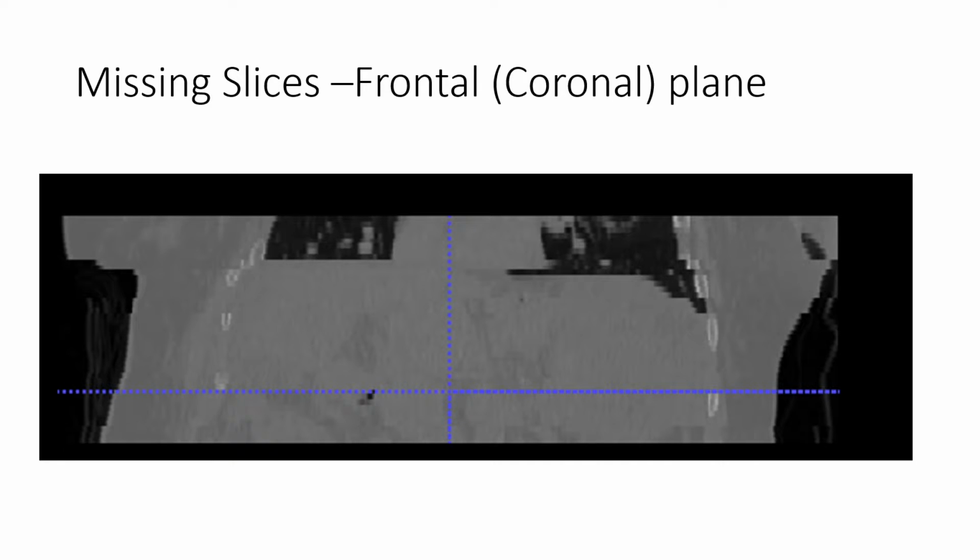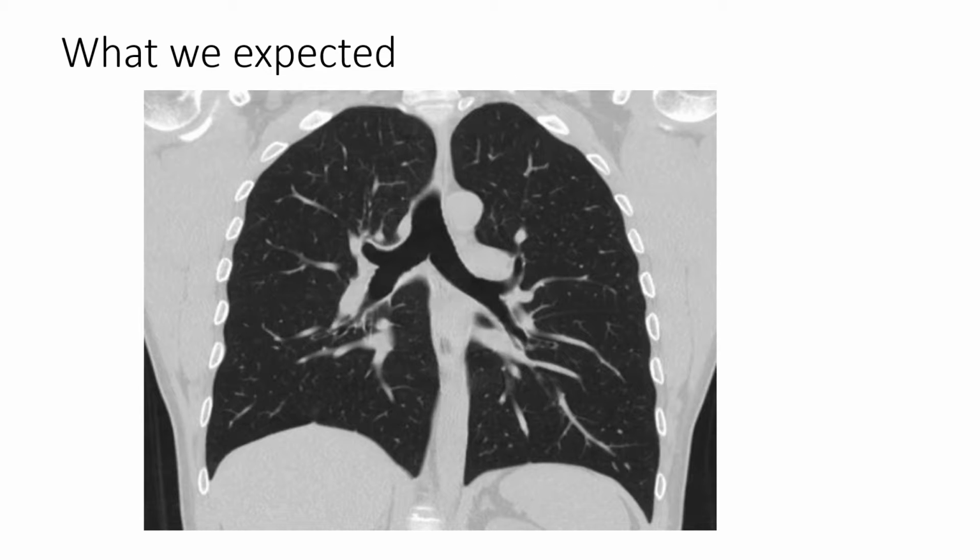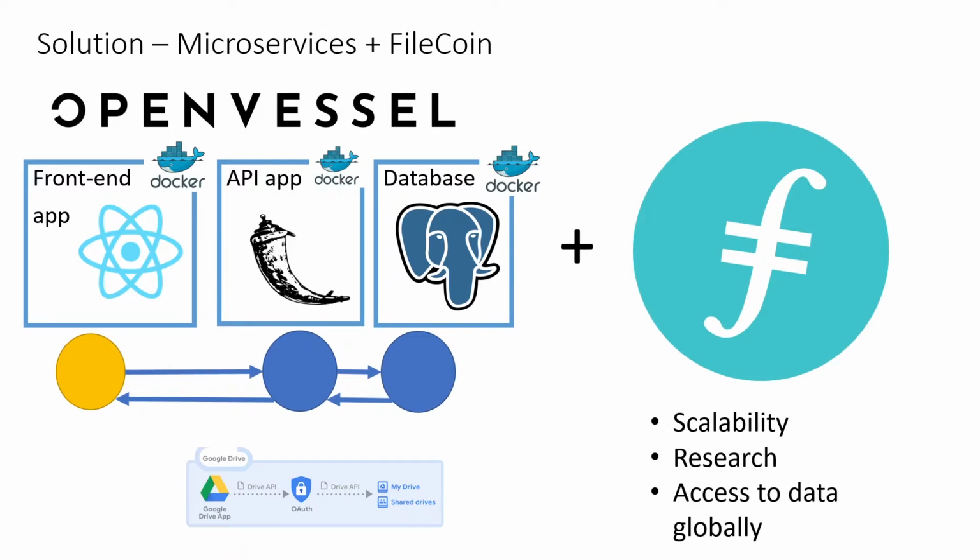What doesn't look good is when I look through the frontal plane or the coronal plane, and basically you can see that there's this stuttering in the pixelation of this image, and essentially those are missing DICOM files. And what we wanted to see is something like this. We want to see their lungs here, right? But I want to talk about my solution.